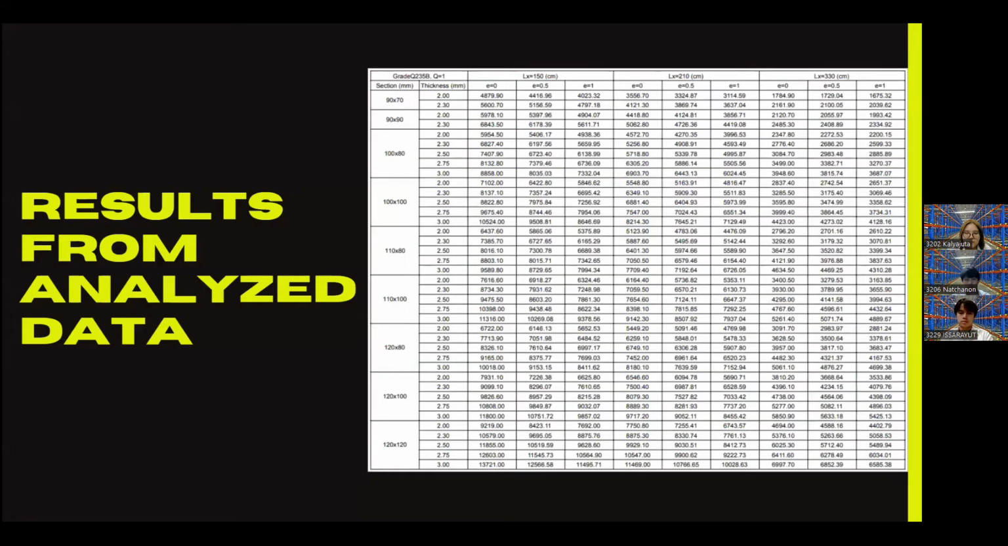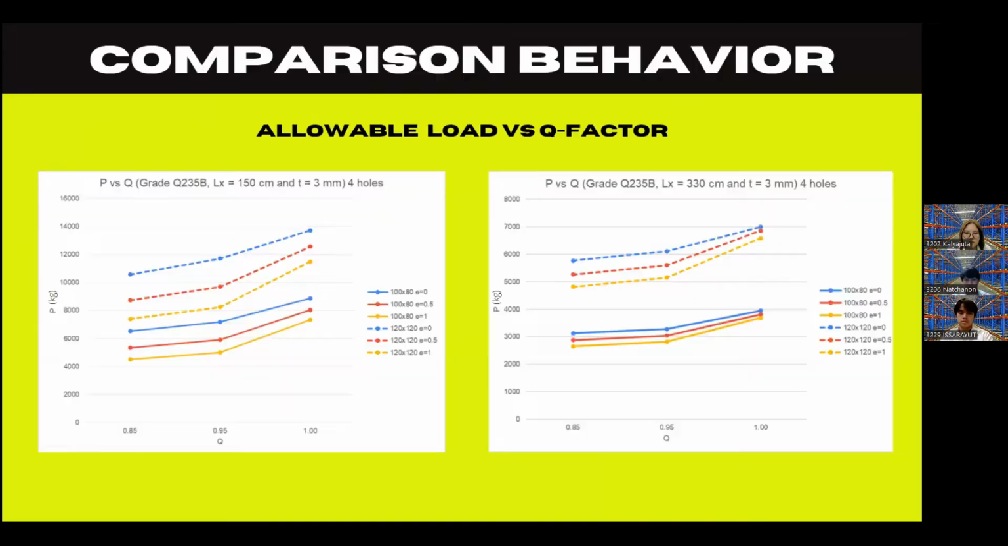This part is our result from the analyzed data. This graph shows the relationship between allowable load and Q factor with steel grade Q235B at different heights, 150 cm and 230 cm, at thickness 3 mm. It can be seen that section 120 multiplied by 120 can take an allowable load higher than section 100 multiplied by 80 in all eccentricities. In both sections, allowable load decreased slightly from Q factor 1 to 0.85 with no eccentricity, where the graph tends to be a linear line.